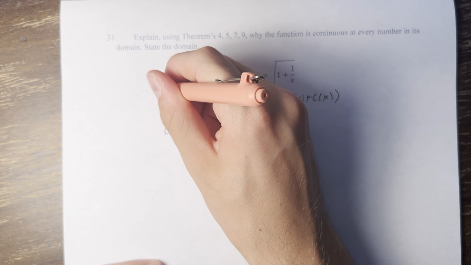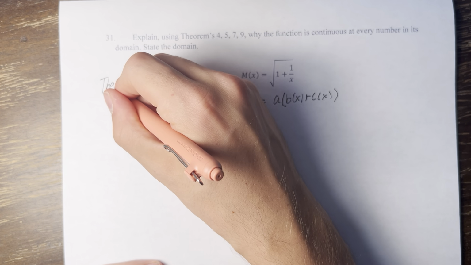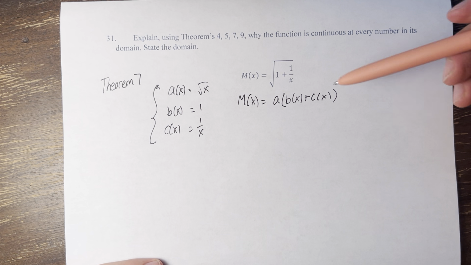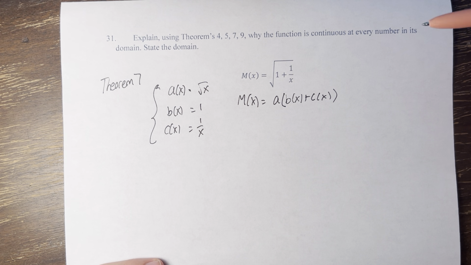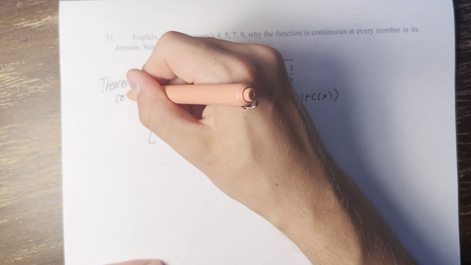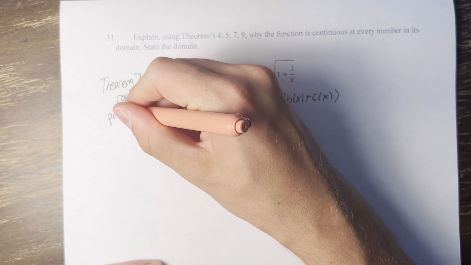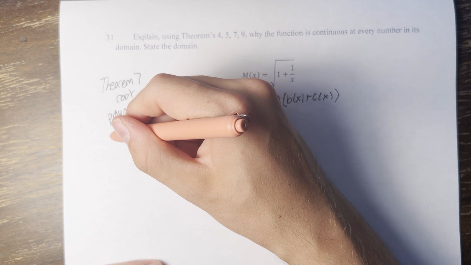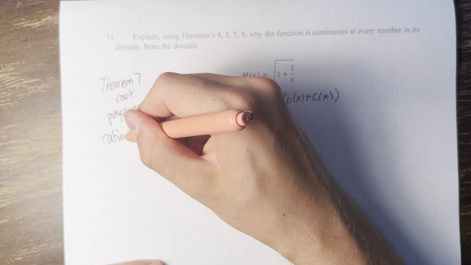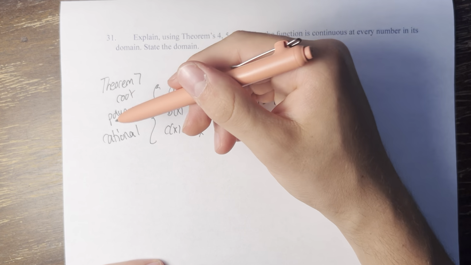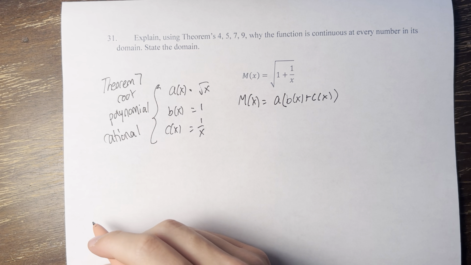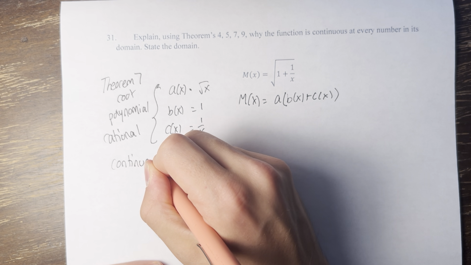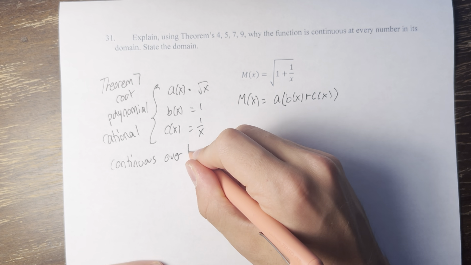So we know from theorem 7 that certain functions are continuous over their domains, which is what we're trying to see for this overall function. So a of x is a root function, 1 is a polynomial, and c of x is a rational function. We know from theorem 7 that all of these types of functions are continuous over their domains.